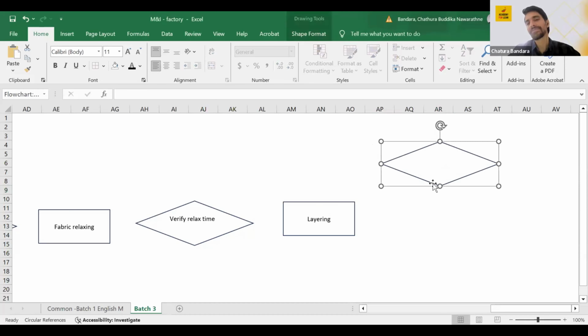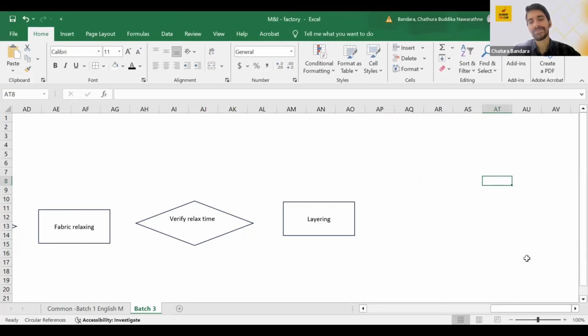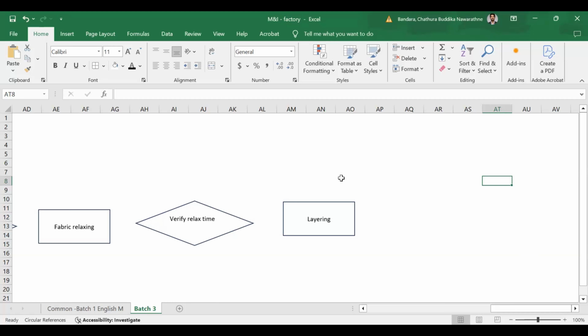Then what happened? Then again we are layering the marker. We have an auto cutter machine, but we still verify the marker, whether it is correct or wrong. So we do marker verifying after layering.